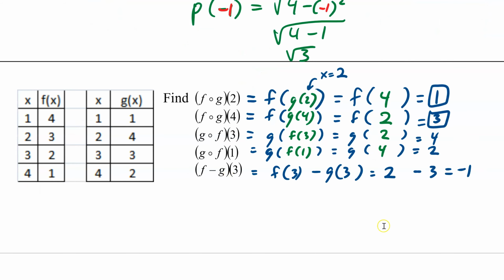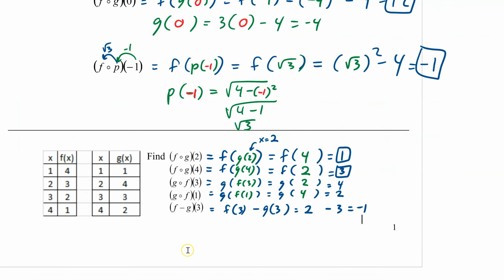Okay, so you should have gotten this for your answers. And the last one was just to throw you off. That's not a composite, that's a subtraction. So this would just become f of 3 minus g of 3. F of 3 is 2, g of 3 is 3, so 2 take away 3 is negative 1. All right, and that's composite functions.